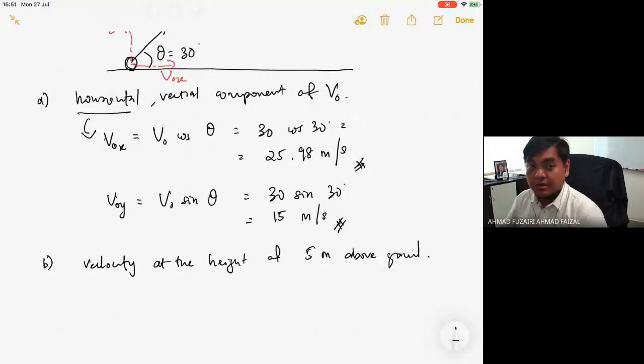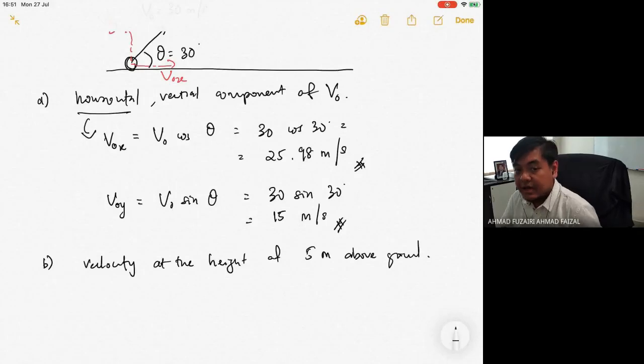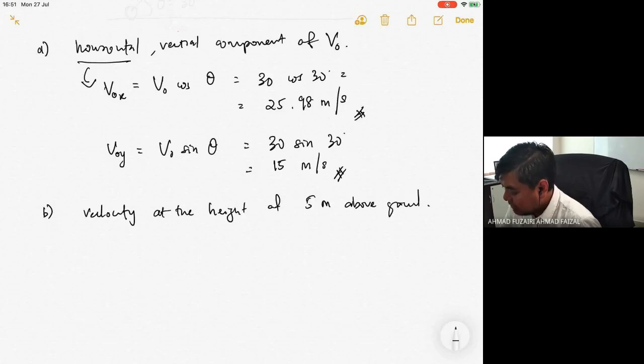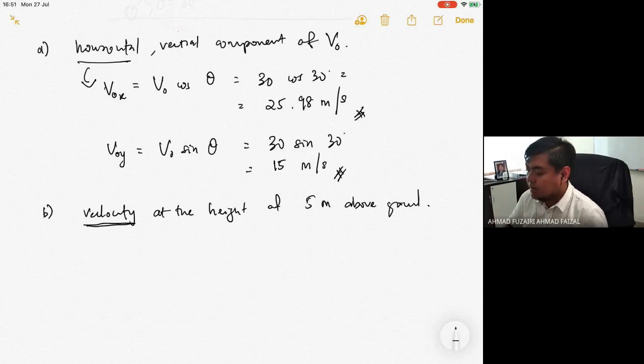Okay, so let's continue on this part. Velocity at a height of 5 meters above ground. So you can look at the questions. It only involves velocity. The question is only asking about velocity. In this type of question, please remember to find the keywords, horizontal or vertical, because horizontal means X and vertical means Y.